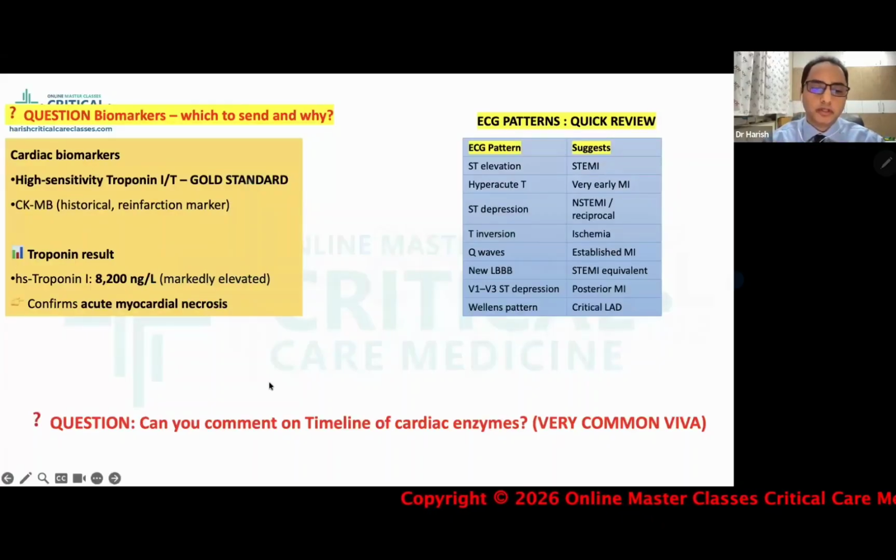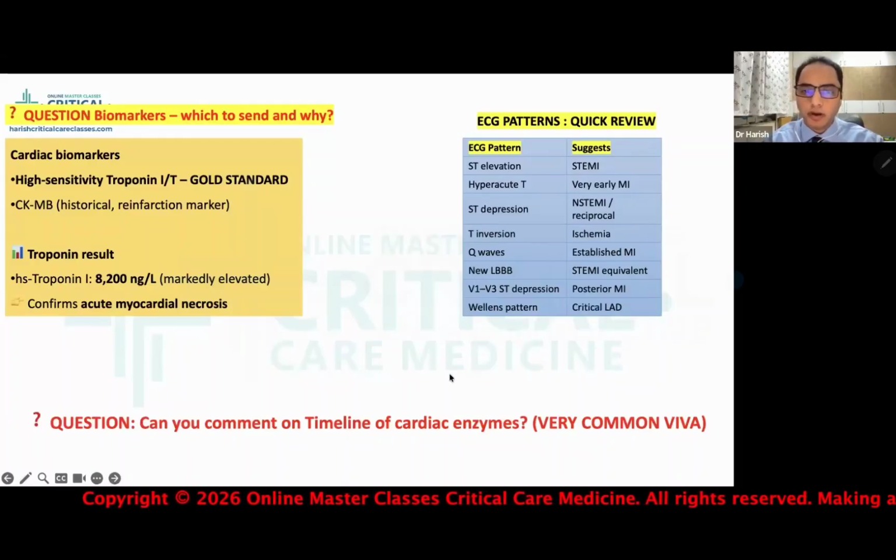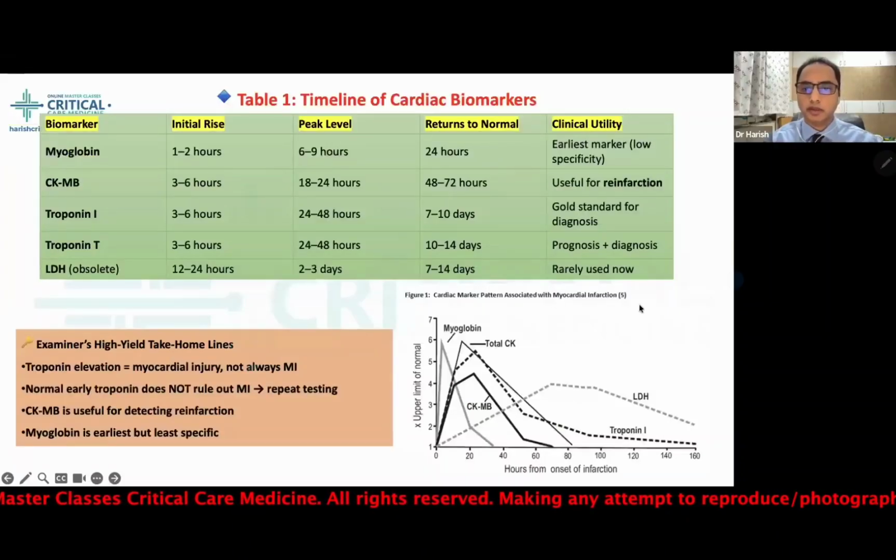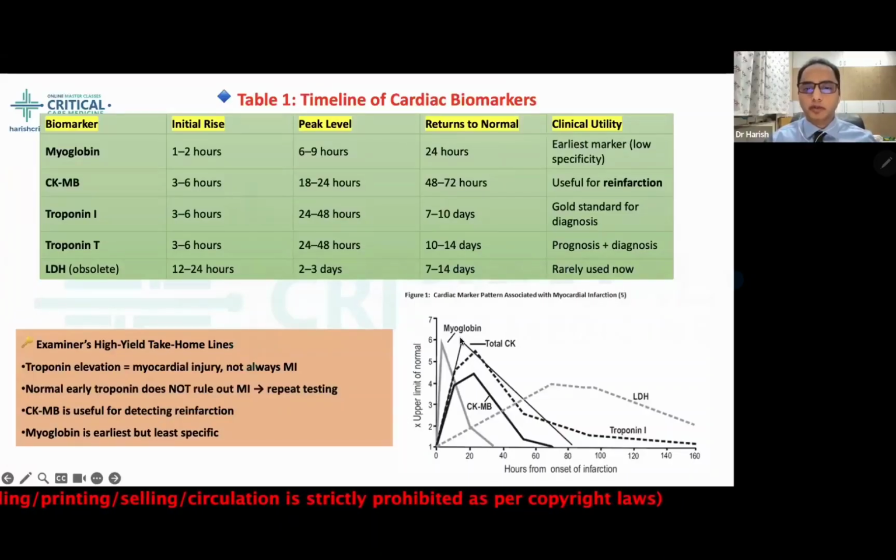Okay, so the next question is, can you comment on the timeline of cardiac enzymes? This is a very, very common viva question you can get when you have an ACS patient for discussion. This is the timeline of cardiac biomarkers, again a representation. In the diagram, myoglobin is the first to rise, in 1 to 2 hours, peaks in 6 to 9 hours, and returns to normal in 24 hours. It is the earliest marker, but low specificity, highly sensitive, so less specific value.